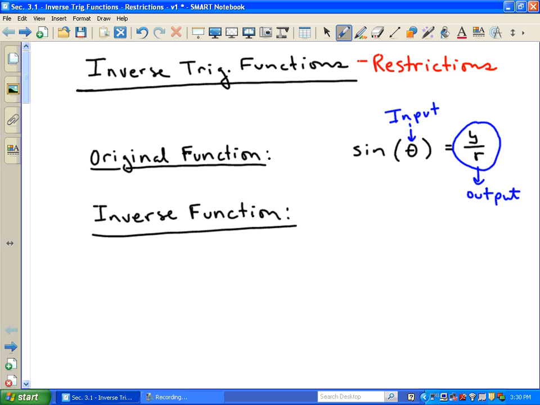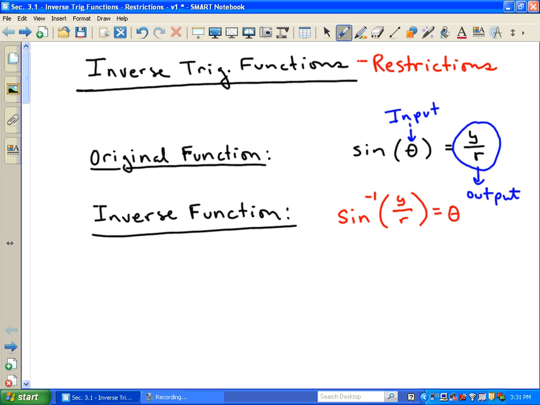From algebra, we learned that to take an inverse, we basically switch the input and the output. Inverses are also denoted usually with a -1 somewhere in the notation. Here's the notation for sine inverse. We say sine, to denote the inverse, we put a -1, and then instead of plugging in an angle measure, you actually plug in the value of sine, which is y over r, and what you get out is theta.